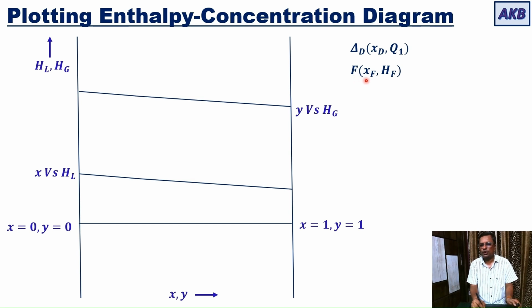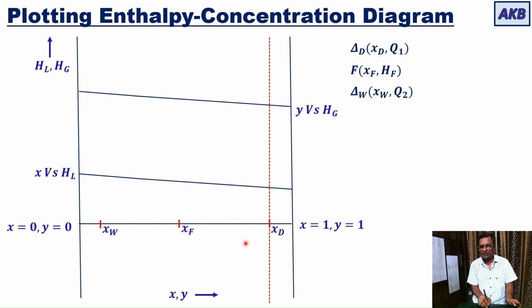And for locating point F, the coordinates of that point are known to us, XF and HF. Then delta W will be located. It will be having coordinates of XW and Q2. So first task is we will locate XD, and then we will locate XF, and then we will locate XW. We are going to locate these 3 points on the x-axis.